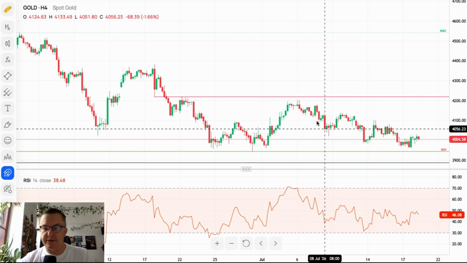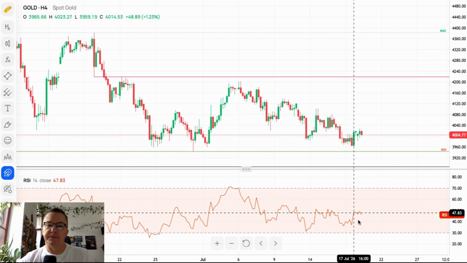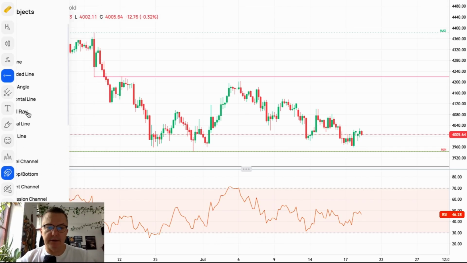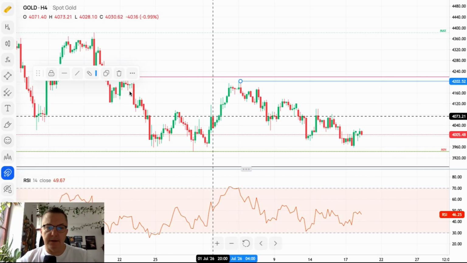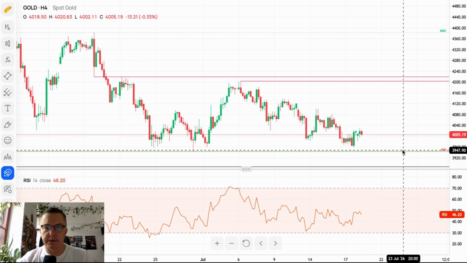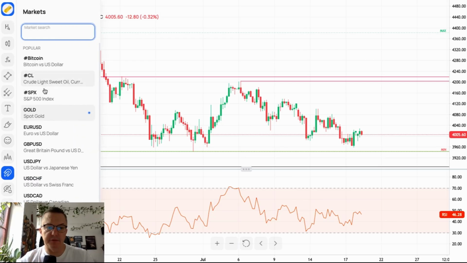However, so far with this kind of negative momentum and the downtrend in the background, we should see only downside movement developing lower and lower, as you can see here, to the downside from 4,200. So no change here in the gold market.